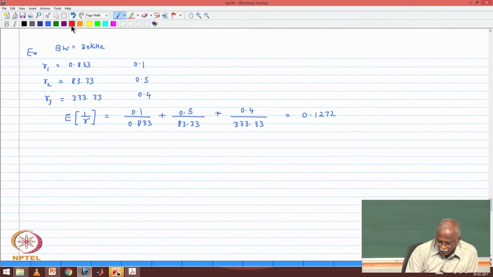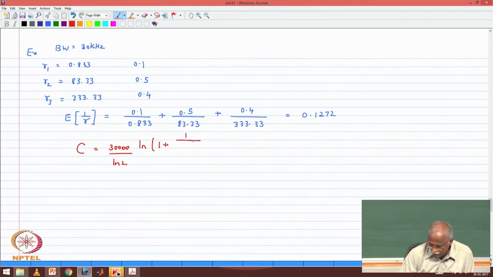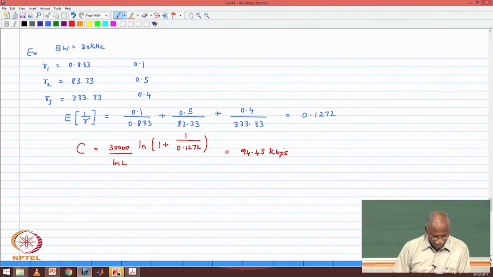And now the important thing, what is the capacity under channel inversion? So this would be 30 kilohertz times ln of 1 plus 1 over 0.1272, divided by ln 2, and that comes out to be 94.43 kbps. Okay, if you were to put a smiley, a sad smiley, because it gave you a disappointing answer.